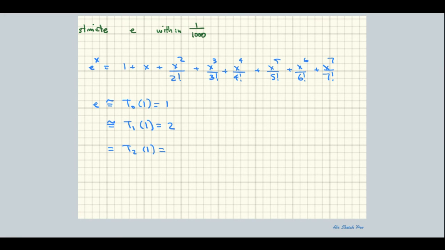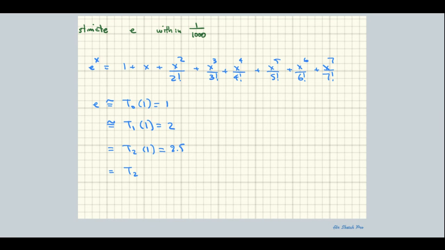T2 of 1, and what I'm doing here is I'm saying 1 plus 1 plus 1 over 2 factorial, 2 inverse. On my calculator, I'm getting 2.5. For the second T2, this right here is 1 plus 1 plus 1 over 2 factorial, which is 1/2. Yep, I understand. And you're ahead of me, that's okay. I don't mind that.